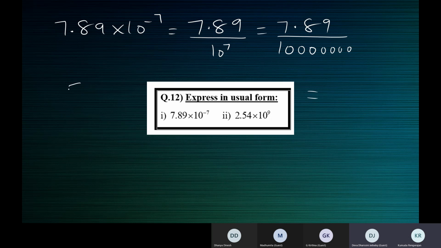Now, see here, 1 minute. How will you write 5 by 100 as a decimal, children? 0.05, ma'am. Yes, use the same idea, same thing.